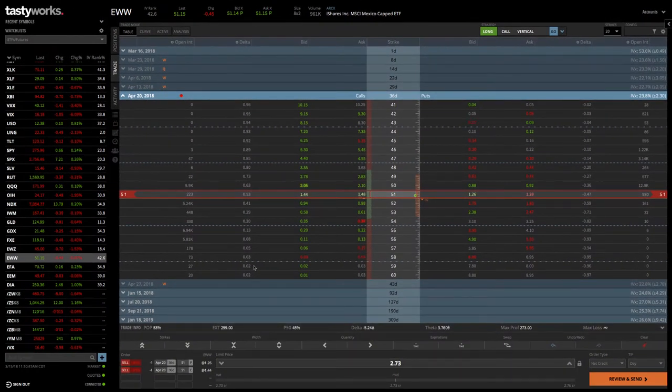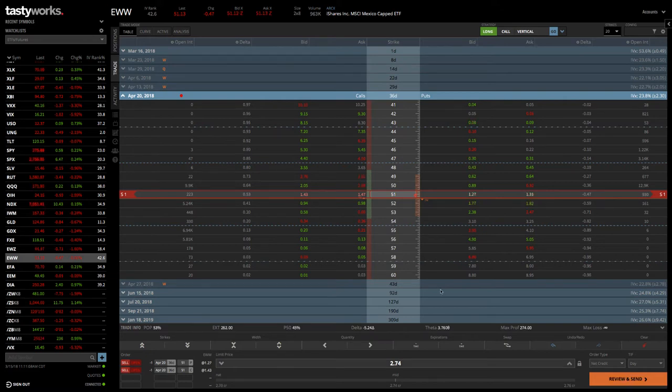Then you can see the statistics down below. Probability of profit, 53%. Probability of making 50% on this trade is about 45%. You can see the delta, the theta, and the max profit. Obviously, with short straddles, we're using undefined risk, so you won't see a defined number in the max loss column. If you're ready to go and like this, you can simply hit review and send.